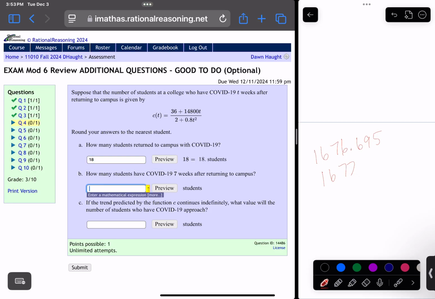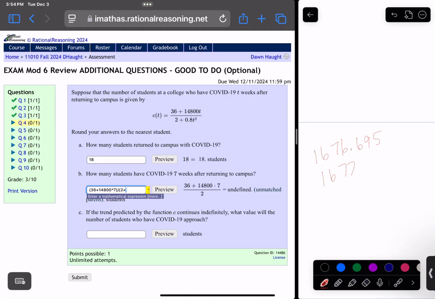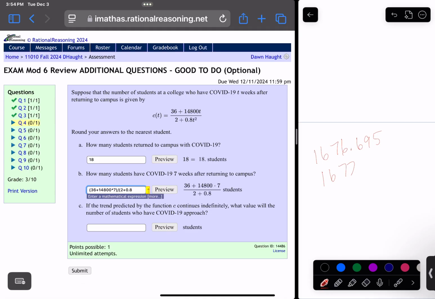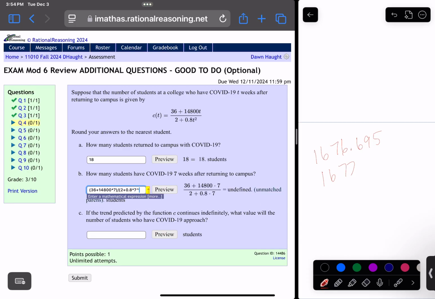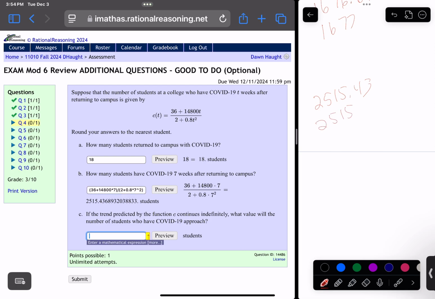How many COVID students returned after 7 weeks? So I'm going to put that into, now you can put it into your calculator too, but I'm going to put it into my iMath calculator so I can see what it says. So I'm just replacing my t with 7. And I have my top and bottom. Everything is clearly defined as if I would replace the t with 7. It looks good. And the preview, I'm going to write that number down. So rounded to the nearest whole student, we're going to have to round that to 2,550.